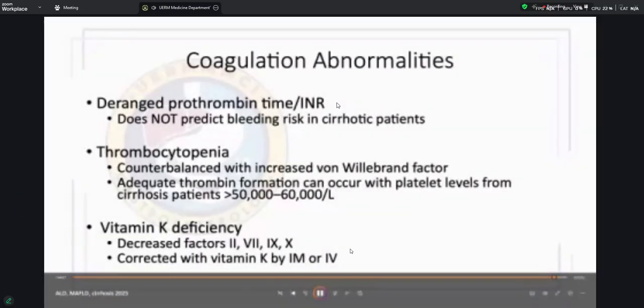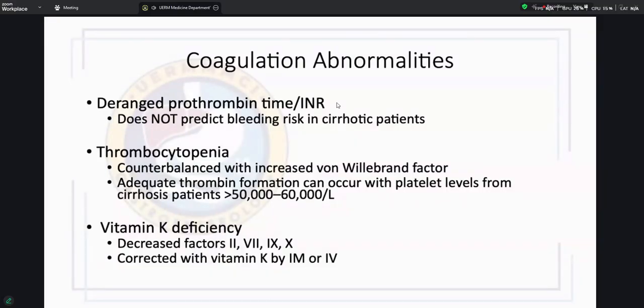Functions of the liver is synthesis of proteins, and this includes proteins involved in hemostasis. However, we should always remember that cirrhosis causes simultaneous decrease in both procoagulant and anticoagulant factors. So when the liver is damaged, both procoagulant and anticoagulant pathways are actually affected.